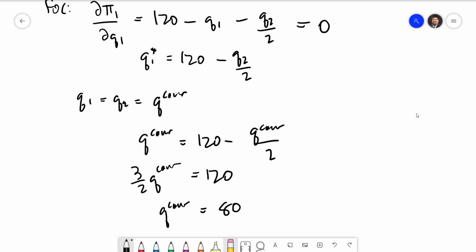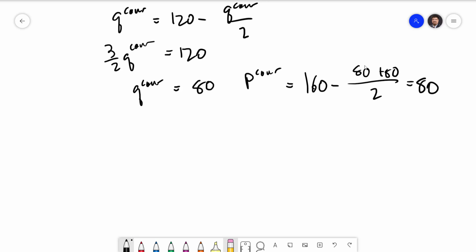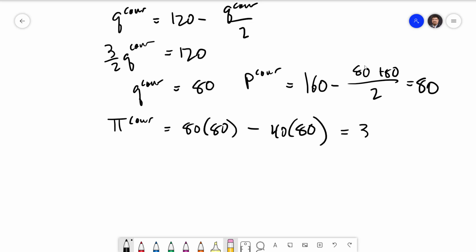Each firm is going to produce 80 units of output. To get the price, I'm going to plug in 160 minus (Q1 plus Q2) over 2, which is going to give me a price of 80. Calculating each firm's profit, we have pi Cournot is price times quantity minus total cost, 40 times 80. That comes out to 3,200.